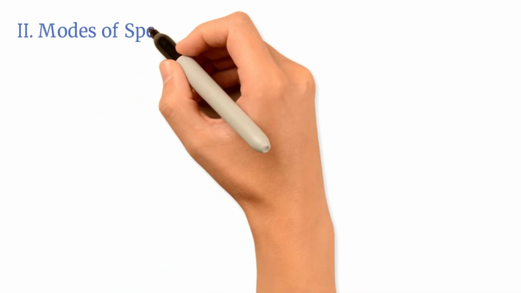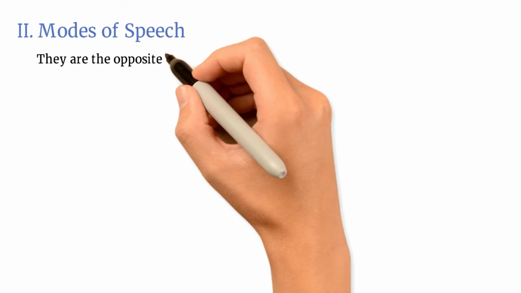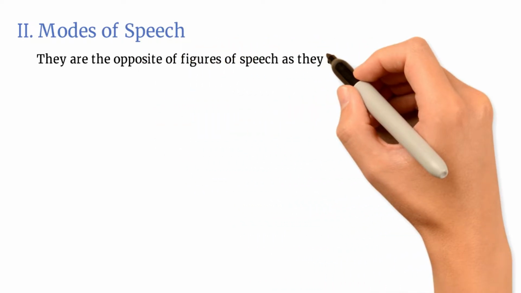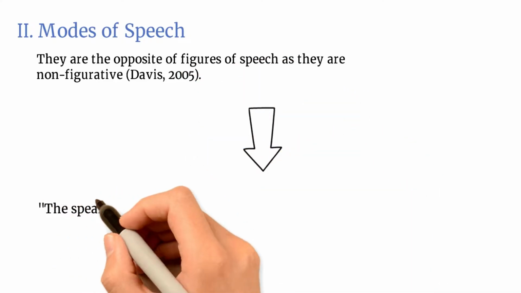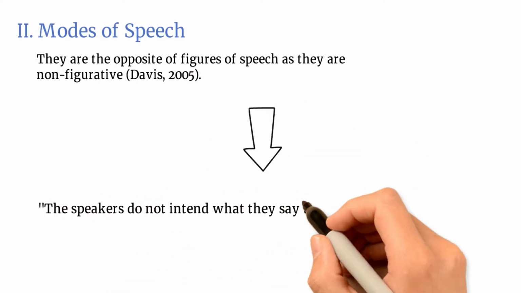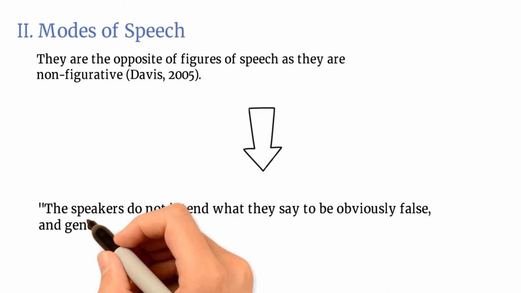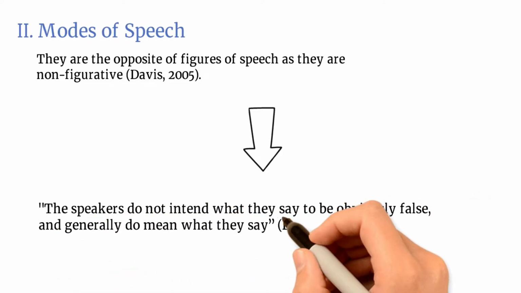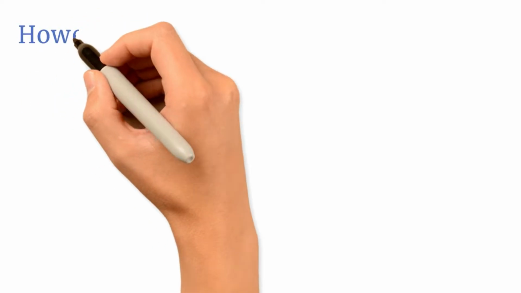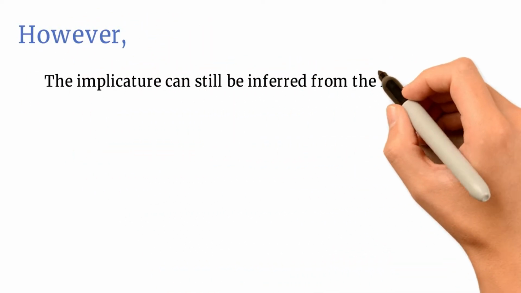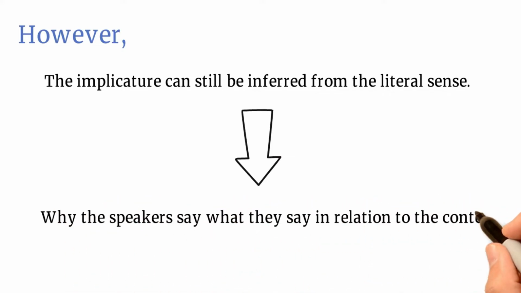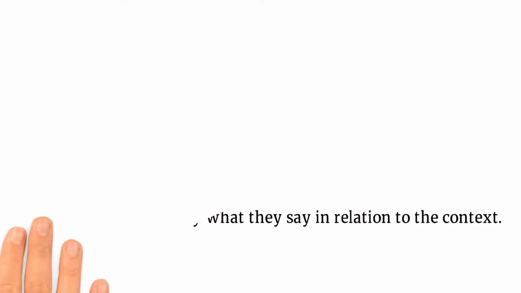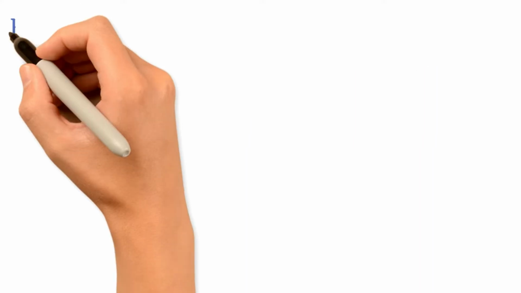Now to the second form, which is modes of speech. Modes of speech are the opposite of figures of speech, as they are non-figurative. So, the utterance is literal, and the speakers do not intend what they say to be obviously false and generally do mean what they say. However, from this literal sense, the implicature can still be inferred by taking a closer look as to why the speakers say what they say in relation to the context.